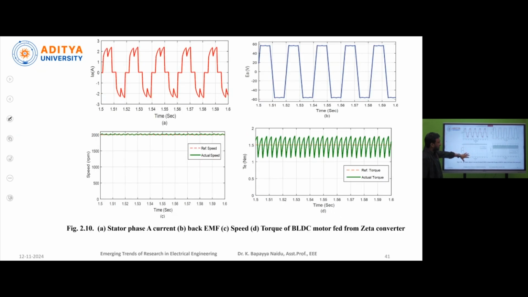Okay, here also, whenever the motor runs at the rated speed of 2000 RPM and rated torque 1.5 Newton meters, in this case also we obtain the improved stator current waveforms and back EMF waveforms, and also have less torque ripple. Okay, from this discussion we can say that compared to SEPIC converter, Zeta converter can give improved results.